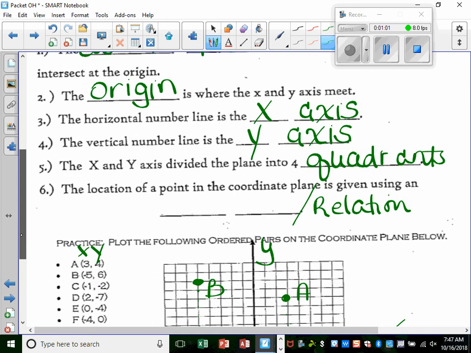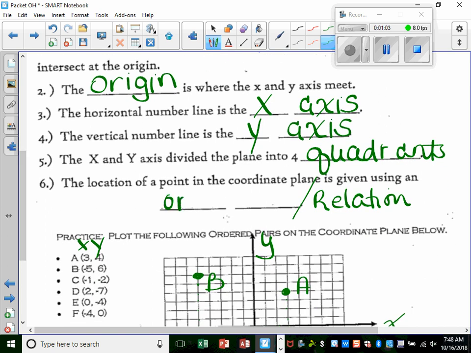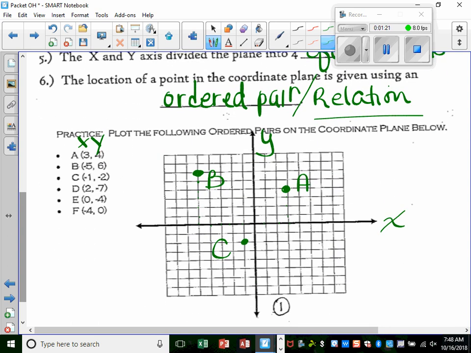And the location of the point is called the ordered pair. And another name for ordered pair is relation, which we'll use a lot in this unit. So you want to make sure you add that word to number 6. Now, I only plotted the first 3 points. I do want you to make sure you have all 6 plotted.